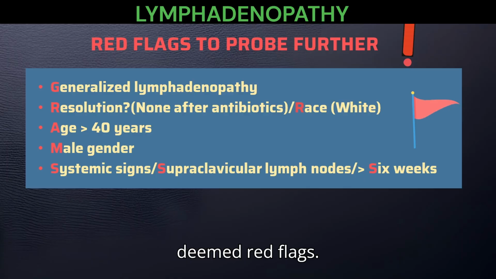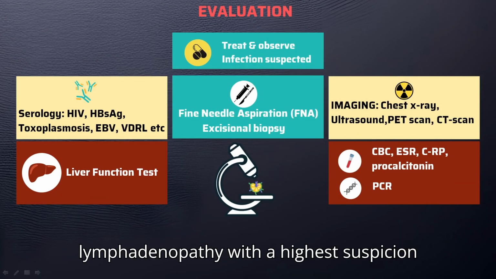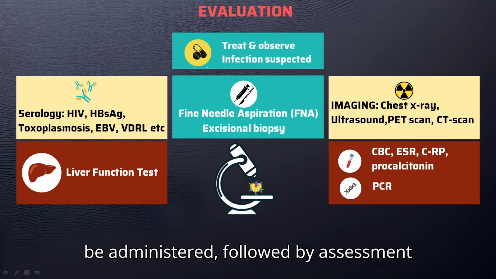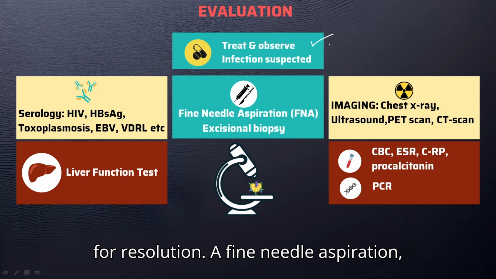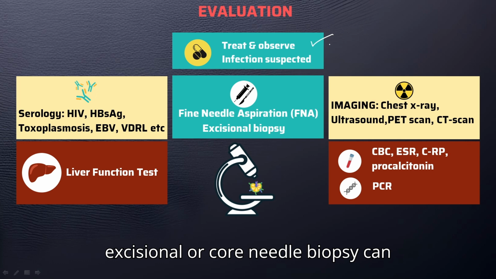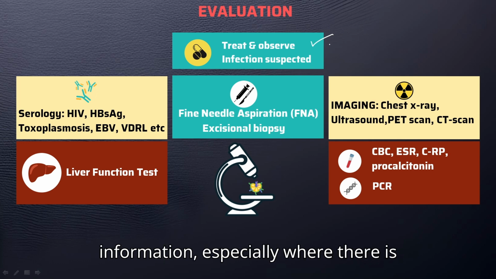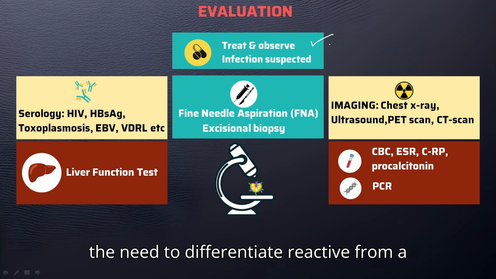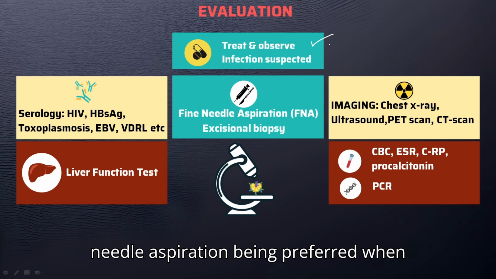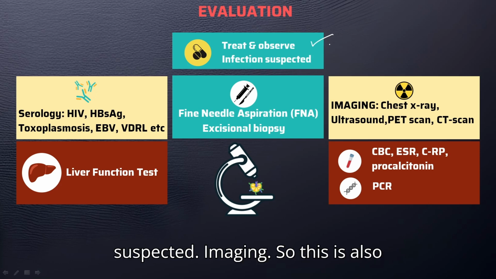Now, in the evaluation of localized lymphadenopathy with a high suspicion for infection, a trial of antibiotics may be administered, followed by assessment for resolution. A fine needle aspiration, excisional, or core needle biopsy can also provide valuable diagnostic information, especially where there is the need to differentiate reactive from malignant lymphadenopathy, with fine needle aspiration being preferred when reactive lymphadenopathy is strongly suspected.